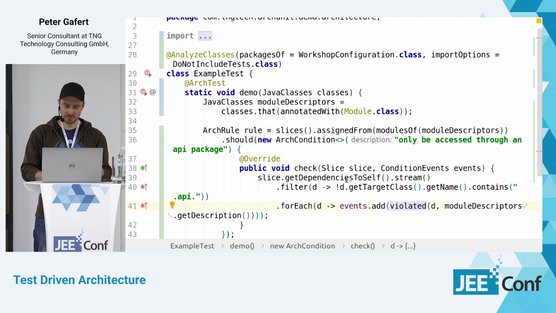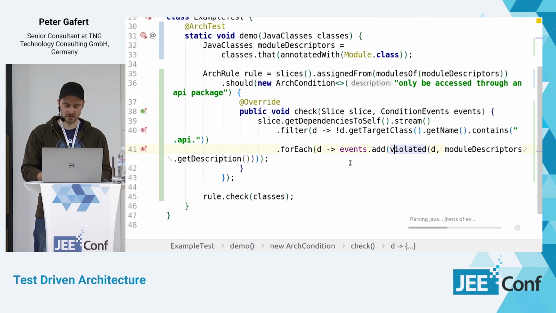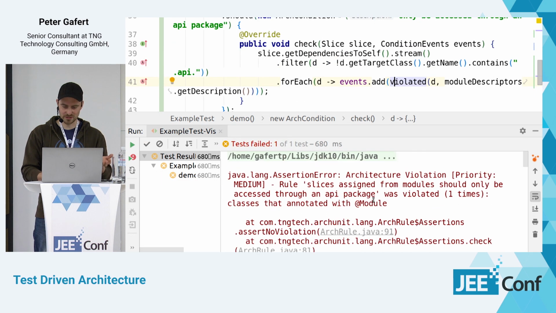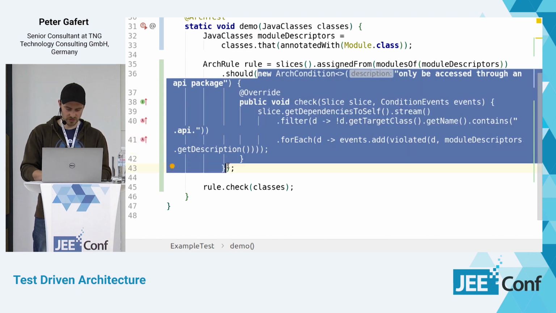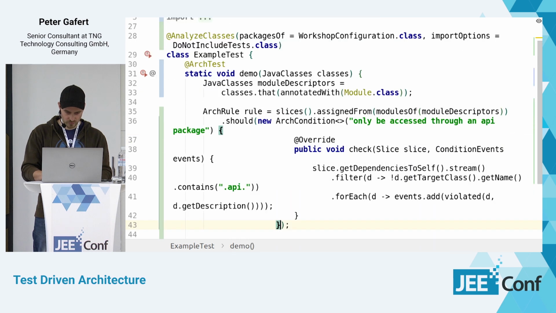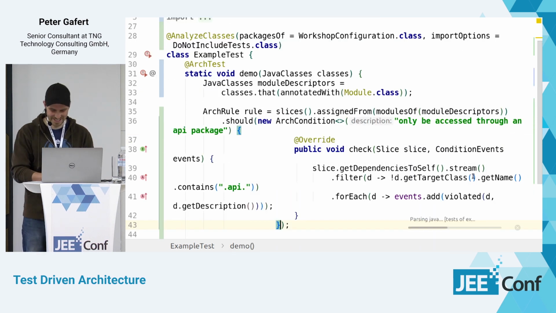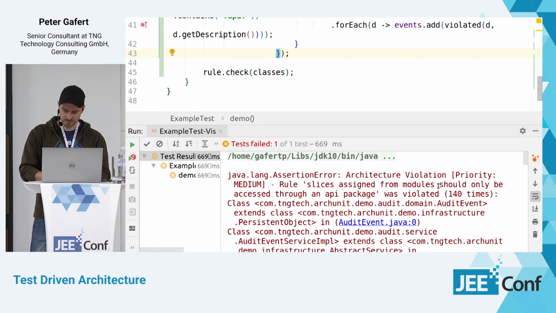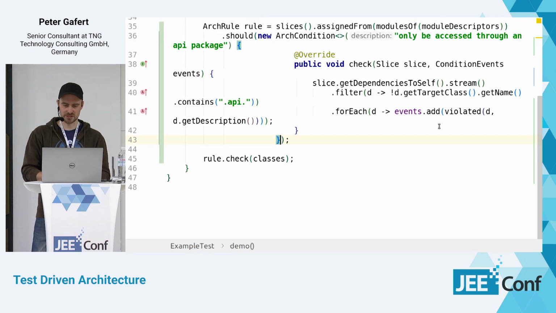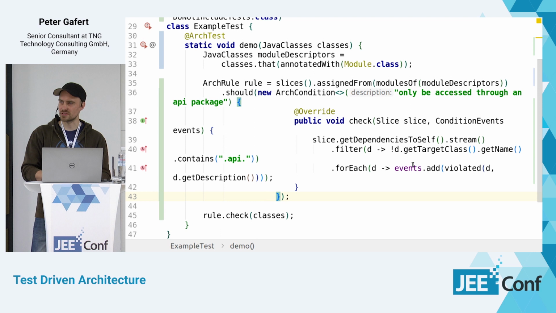So I would find all the dependencies to myself where the target within myself does not contain an API package. This has a lot of violations now because I never stuck to that convention. Before I run out of time, I'm just gonna cheat. Okay, so I have a lot of violations because there's a lot of classes that access me, but they don't go through an API package, for example.